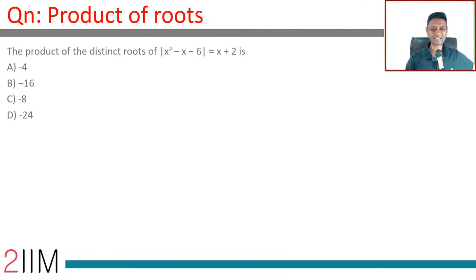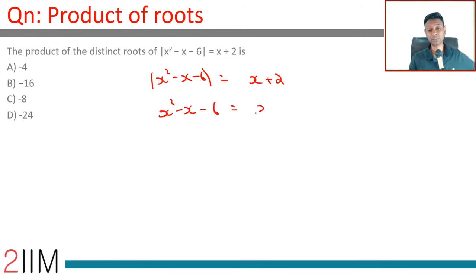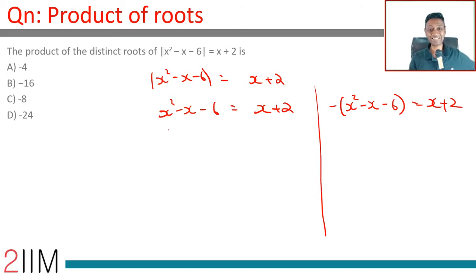The product of the distinct roots of modulus of x square minus x minus 6 equals x plus 2. So this could be x square minus x minus 6 equals x plus 2. Or minus of x square minus x minus 6 equals x plus 2. Two possible solutions. In this case, x square minus x minus 6 should be greater than 0. In this case, x square minus x minus 6 should be less than 0. First, let's solve. Then we'll worry about the roots part later on.